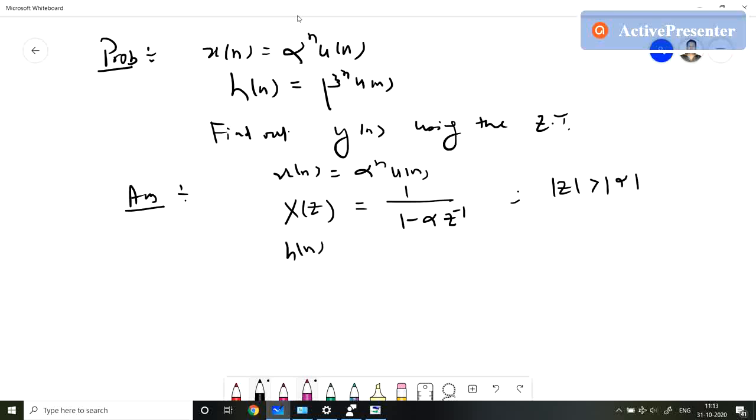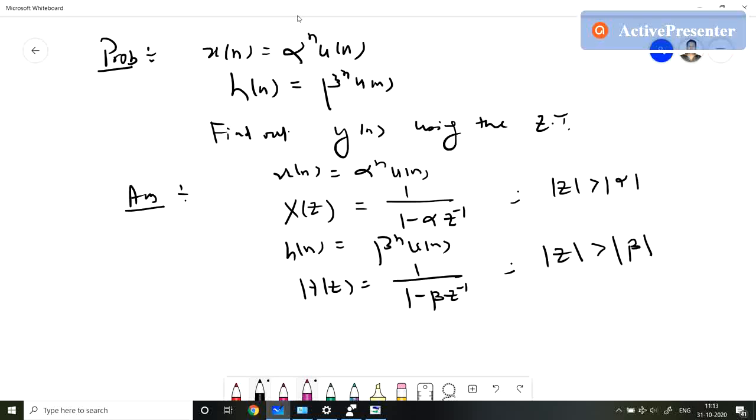Now h[n] is given, that is beta raised to the power n u[n], and H(z) is provided, that is 1 divided by 1 minus beta z inverse, and the ROC is modulus of z greater than modulus of beta.